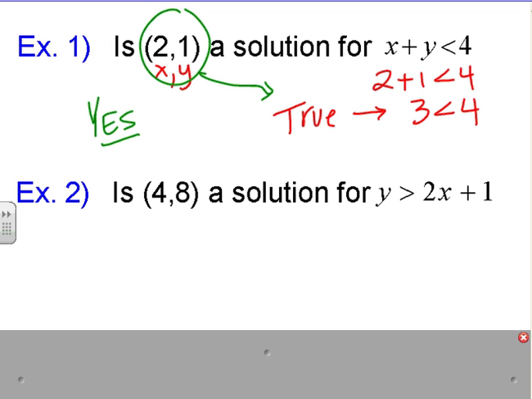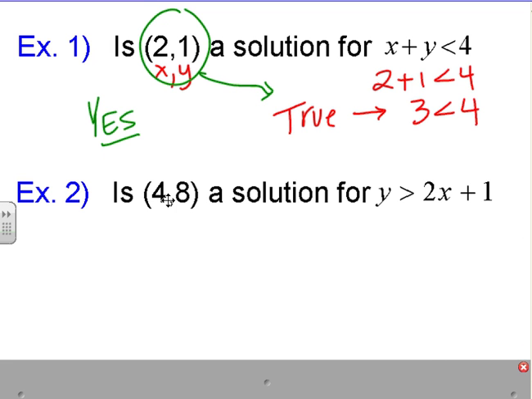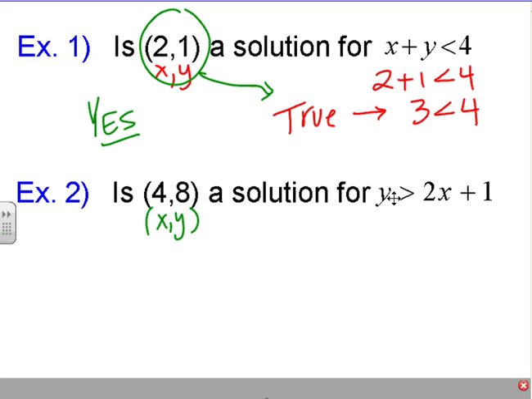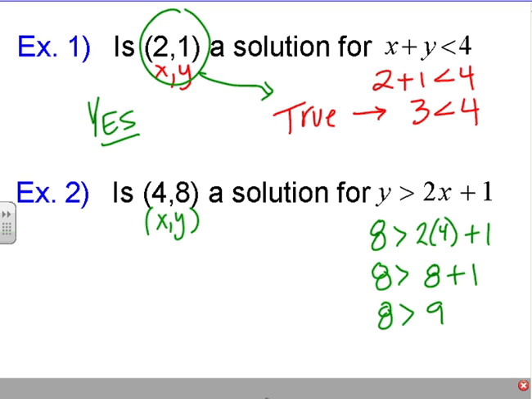We'll do it one more time. We'll take the numbers 4, 8, and again, that represents x, y in our ordered pair, and we're going to test it to see if it's a solution to the inequality y is greater than 2x plus 1. So here I will have 8 is greater than 2 times 4 plus 1. We simplify it down, and we find out that 8 is greater than 9. We know that that's false. And because that is false, this is not a solution to this linear inequality. It is not in the region that we are looking for.